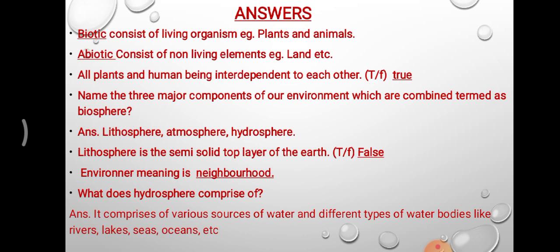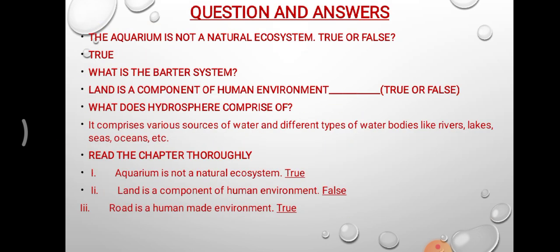Abiotic consists of non-living things, for example land, etc. All plants and human beings are dependent on each other. True or false? We did these here. Here are all of them, okay. These are the answers for all of these.